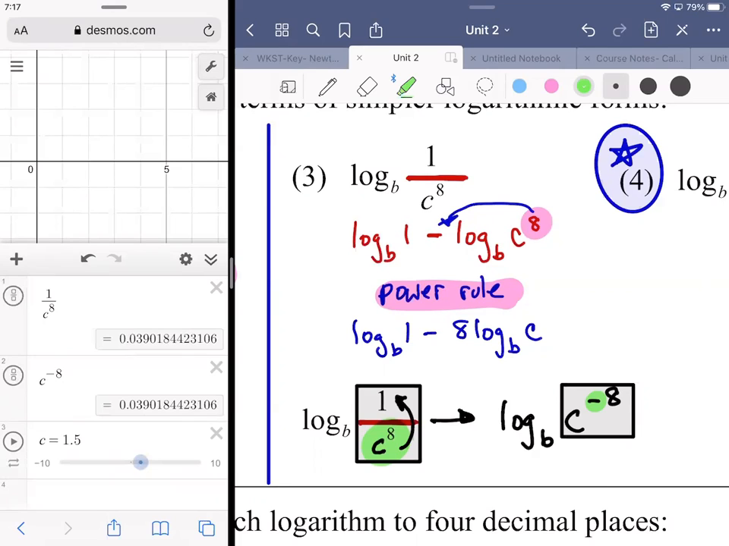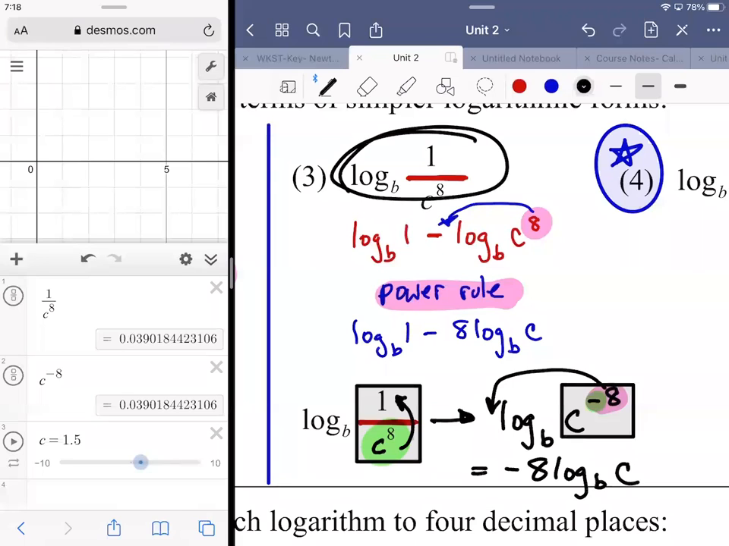Now, with that being said, I'm looking at this and I'm seeing some power rule. Right? Exponent jumps over the log. So this becomes -8 log base b of c. All right. So somehow this log ended up being equivalent to -8 log base b of c. Now you'd look at it and say, well, when we did it the other way, we got this log base b of 1.